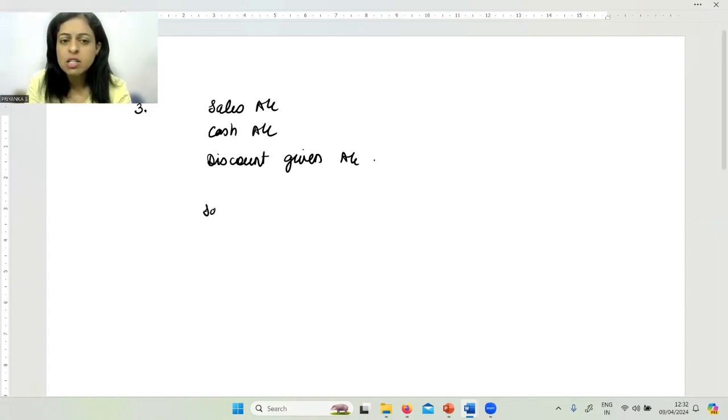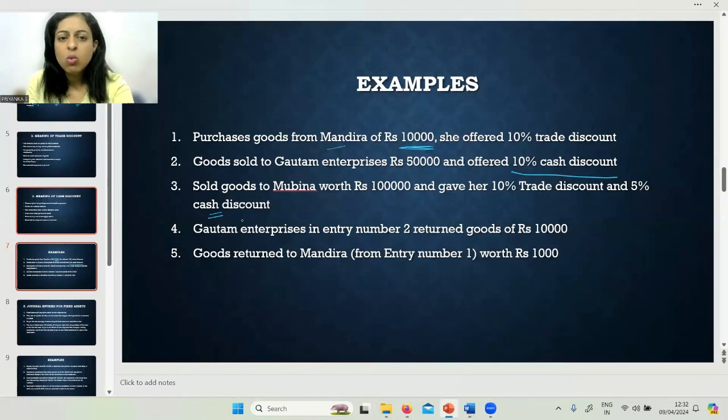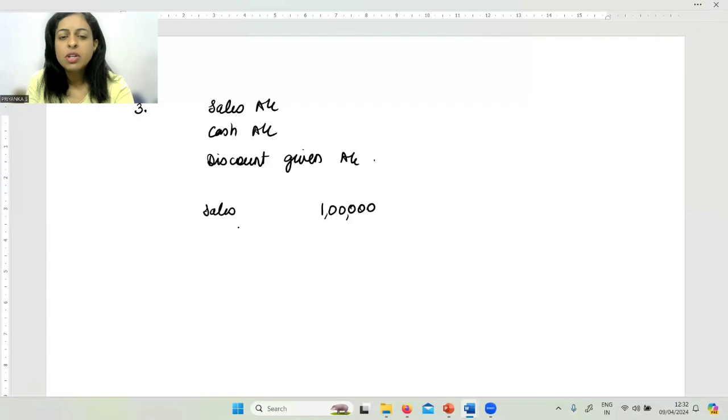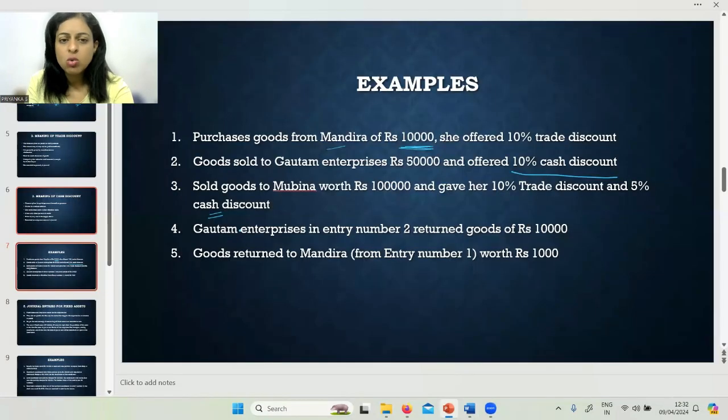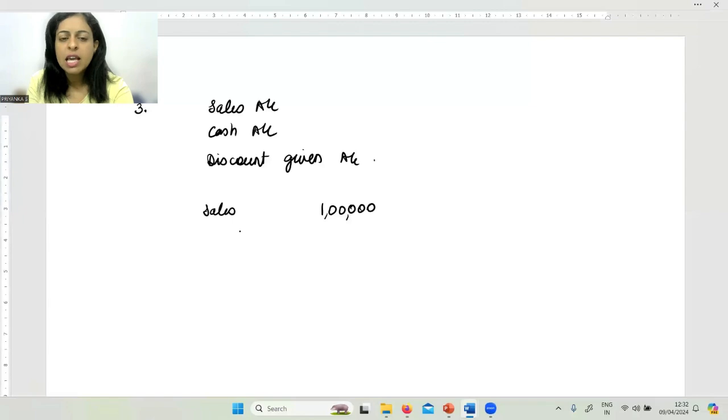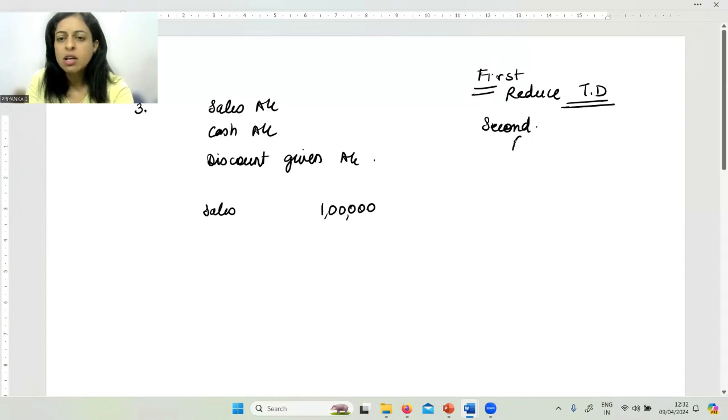Now, first of all, let us understand what the sale was. Sales took place of 1 lakh rupees to Mubina, right? Then what happened? You gave them trade discount and also you gave them cash discount. Trade discount given was 10% and cash discount given was 5%. Now, always remember, first you have to reduce trade discount. Second, after whatever the balance is remaining, you will reduce cash discount.